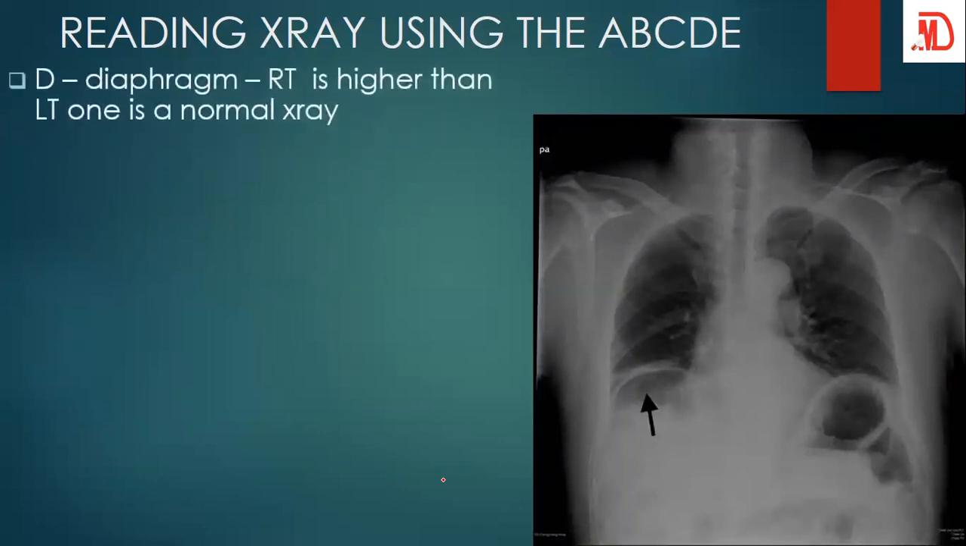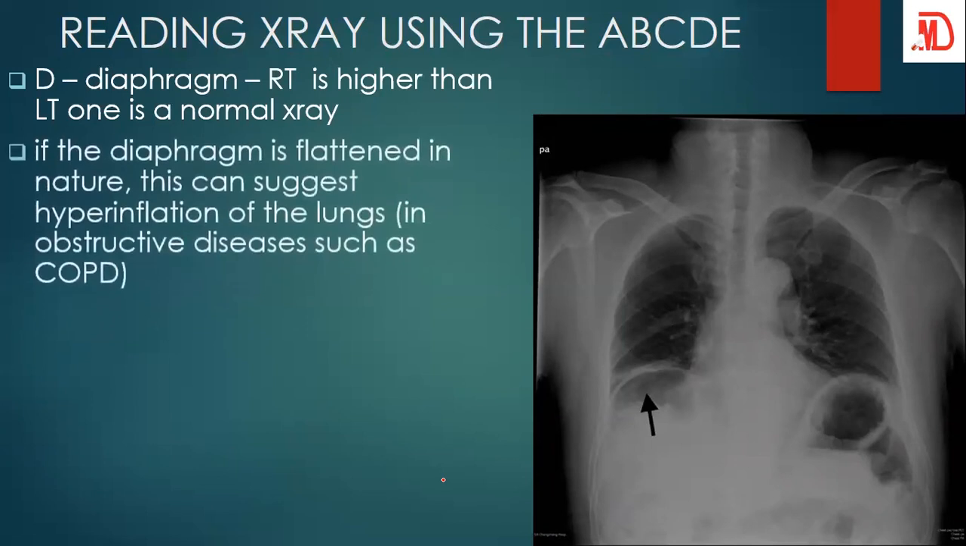So we are done with the C. Now we have D, the diaphragm or hemidiaphragm. All right. Now, normally, you should know that the right hemidiaphragm is usually higher than the left one in a normal x-ray. Now, the diaphragm should be dome-shaped. However, if it is flattened, then you are thinking of what? Hyperinflation of the lungs, which is very, very common in people suffering from COPD.